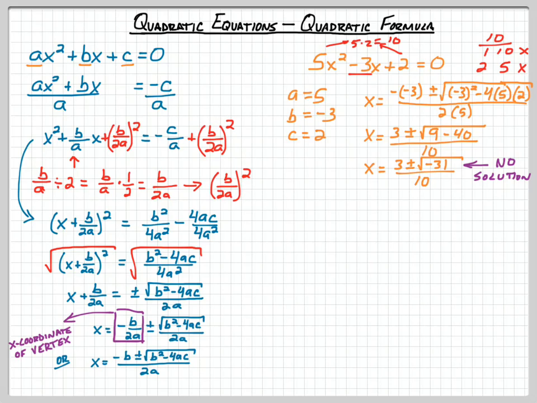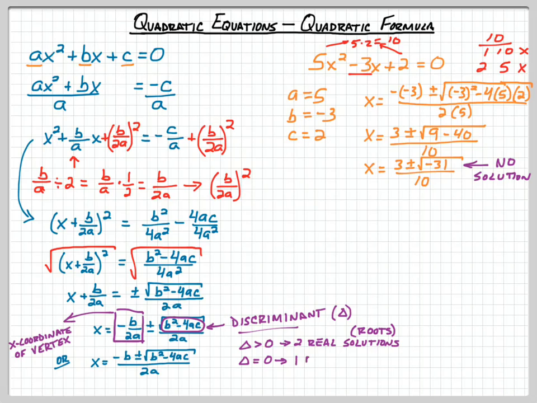The other thing in our quadratic formula is this bit underneath the square root, b squared minus 4ac. This we call the discriminant, sometimes also noted as delta, the Greek letter delta. This tells us how many solutions we have. If delta is greater than 0, then we have 2 real solutions, or 2 real roots. If delta is equal to 0, then we have 1 real solution, or 1 real root. And if delta is less than 0, then we have no real solutions.